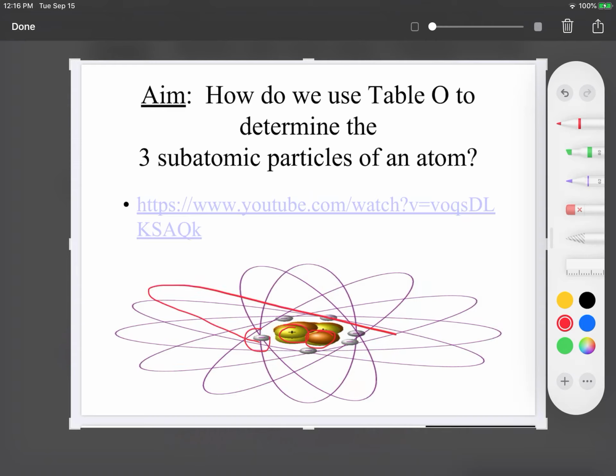round and round, in different orbits around here, okay? Okay, let's move on.